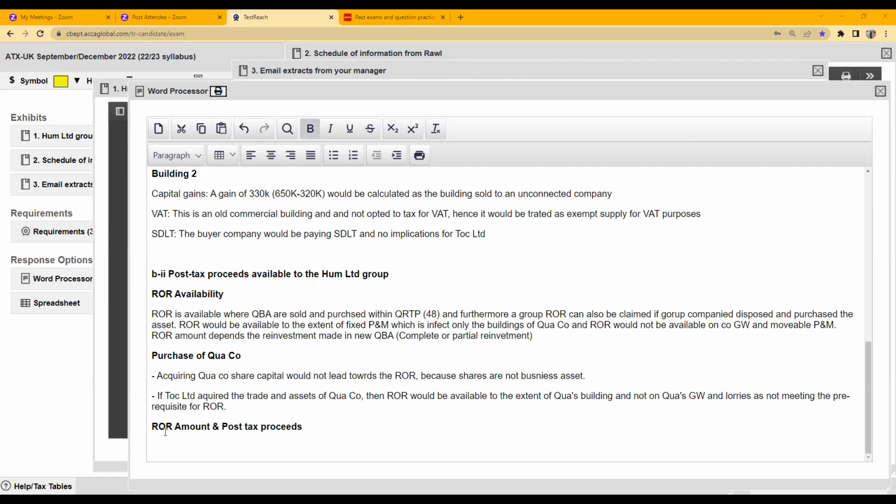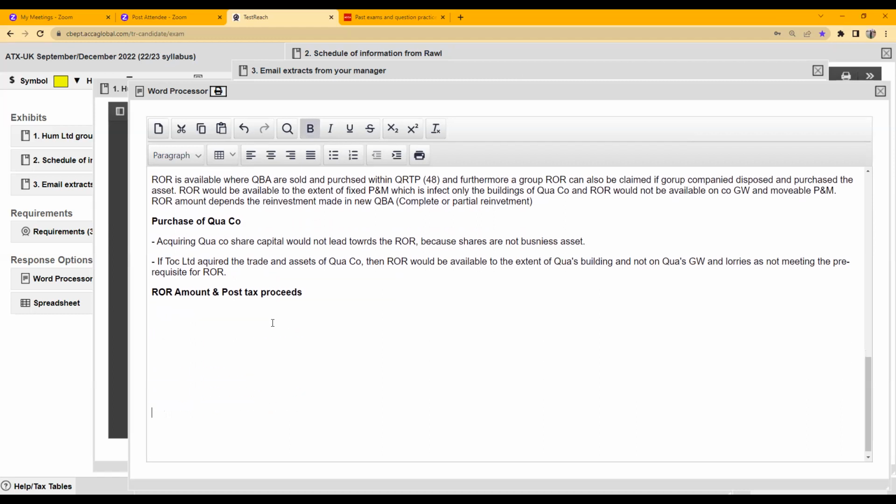Okay. Last thing, the amount of ROR and the post-tax proceeds. My dears, if you do not agree with any point, please do raise your concern. I'm here to guide you. I'm here to explain to you. You can also summarize if you like. Keenly observe the situation and if you are able to join the points, then you can summarize easily.